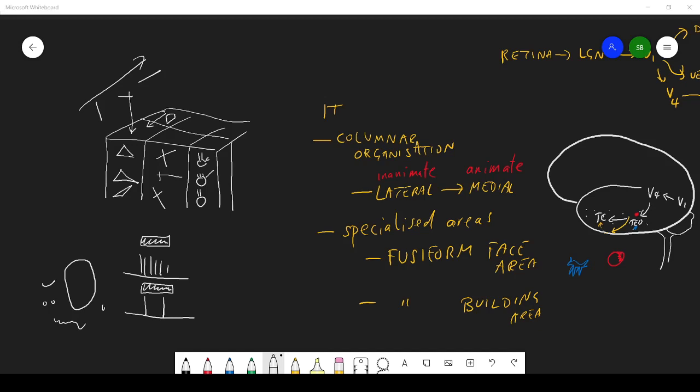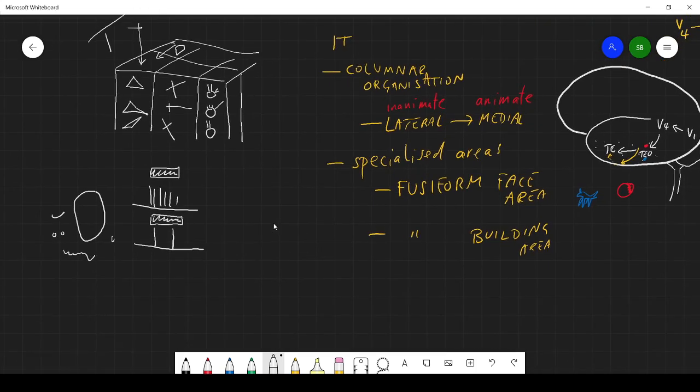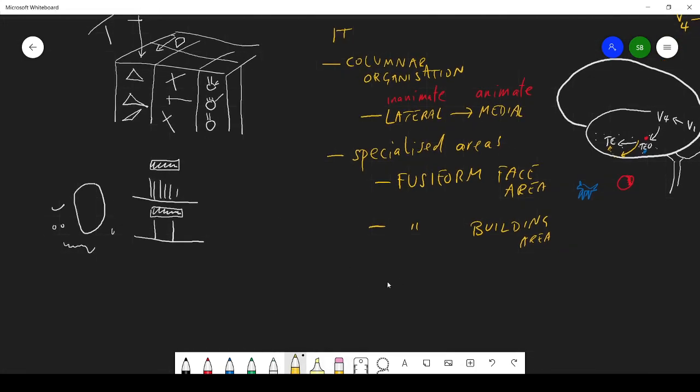You also have areas which are specific for places versus objects. And this is particularly in an area called the parahippocampal place area. So again, these cells respond to a particular place independently of how that place is viewed. So you can get the picture here.